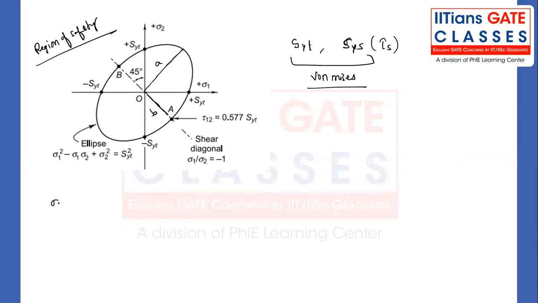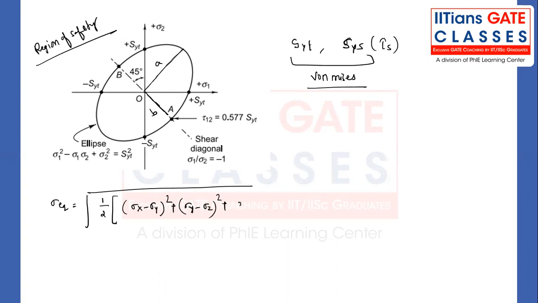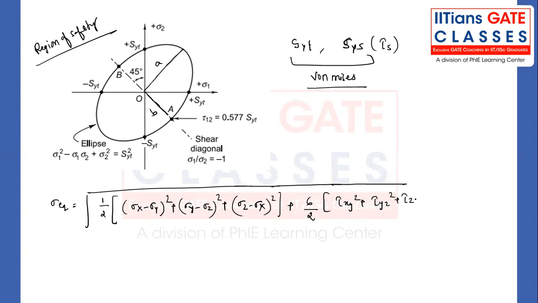Equivalent stress, we know the formula, the formula which I have written. Note down one more formula: half of (sigma x minus sigma y) whole square, (sigma y minus sigma z) whole square, (sigma z minus sigma x) whole square, plus 6 by 2 times (tau xy whole square, tau yz whole square plus tau zx whole square).